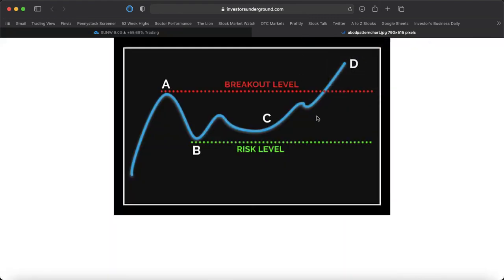So this is a very popular pattern. Study it, understand it. You can make some good money on it, but understand that it's more than just technical analysis and price action.